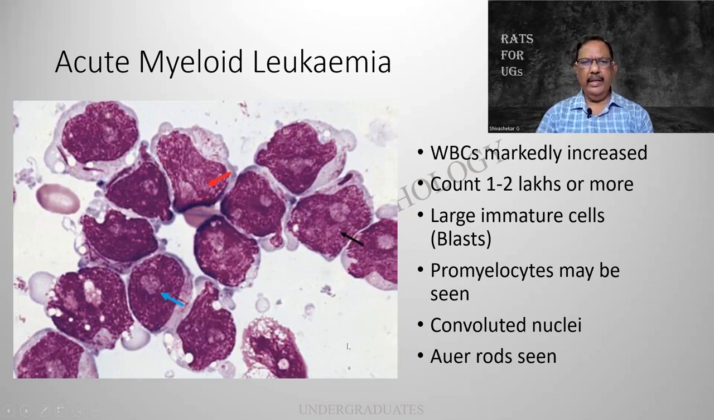So these are the points. WBCs are markedly increased. This you should write when you get a slide or a chart. As usual, there can be a mild anemia and the platelets are decreased. Which leukemia the platelets will be increased? Chronic myeloid leukemia.